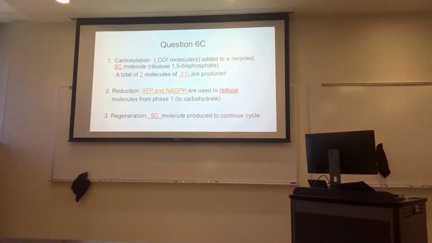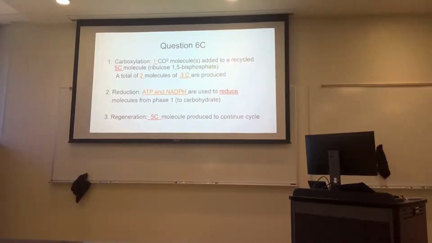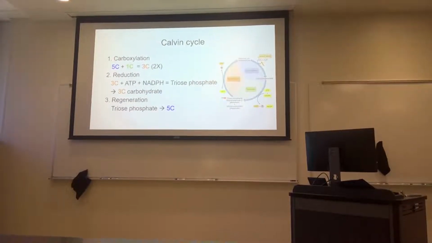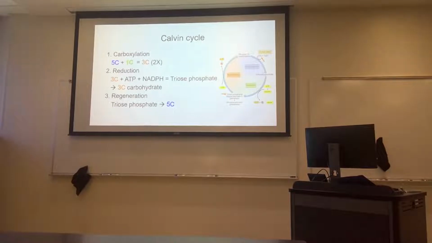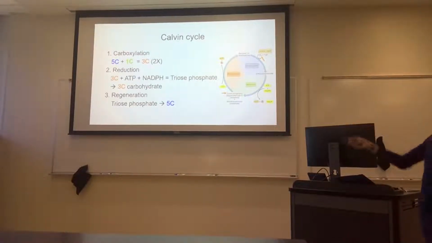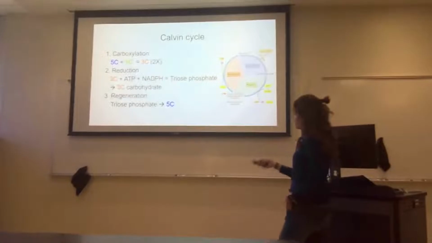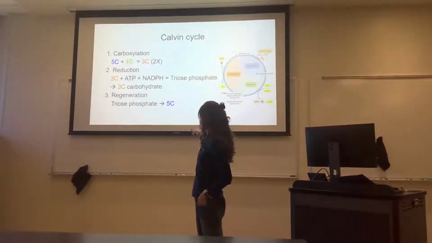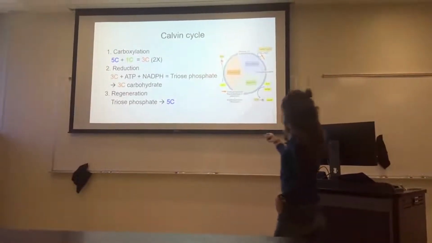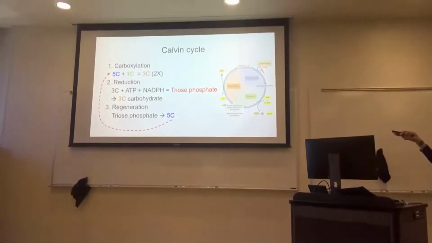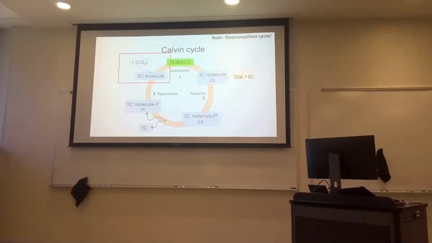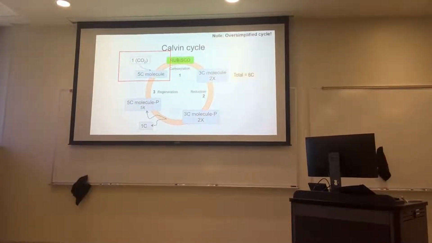Because you have 6 carbons here, right? But then you need to take 5 to regenerate. So each one of these cycles is only really fixing 1 of them. So in carboxylation, you have the 1 carbon from CO2 and the 5 carbon molecule giving you 6 carbons. Then you reduce them, and then you have to regenerate this here, right? 5 carbons.